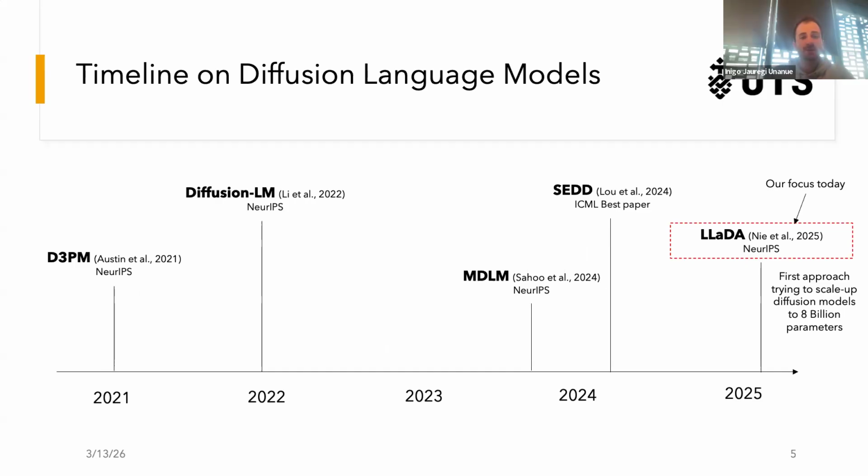But there have been papers trying to work on this. This is a bit of a timeline of previous papers, all in NeurIPS and ICML in recent years, of different approaches to diffusion language models. But the one that we focus on today is the one that has tried to scale it up a bit to bigger models. Before, they were using GPT-2 and transformer-large architectures. And this one has gone up to 8 billion parameters of diffusion training. So they're probably the largest diffusion models yet.